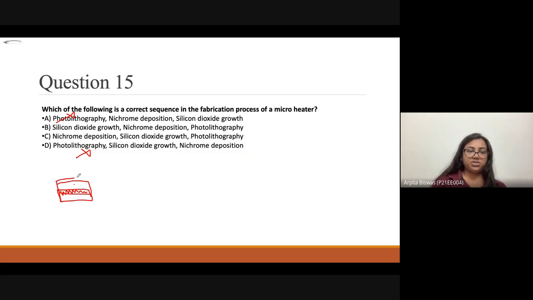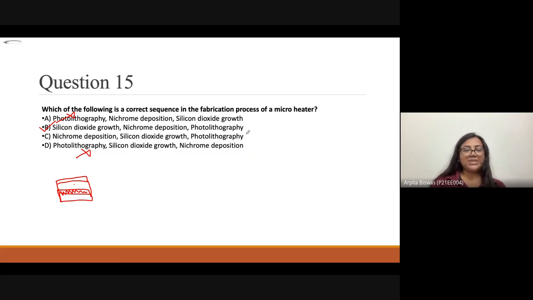To use the positive photolithography, cover it with the positive photoresist, then soft bake, and after that go for the UV exposure. After the UV exposure, they go through the development process, and after the development they use the hard bake at 120 degrees centigrade. After the hard bake, they go through the etching process, and then the remaining photoresist is removed by dipping in acetone. Okay, so the right option is option B: silicon dioxide growth, then nichrome deposition, and then photolithography.